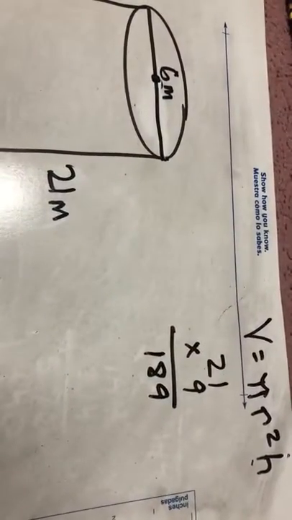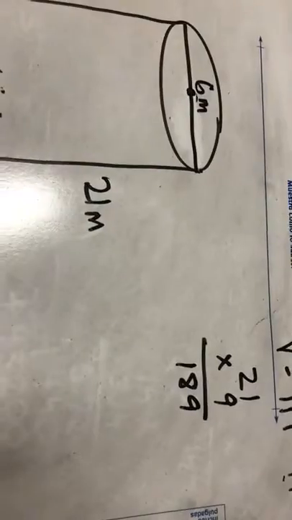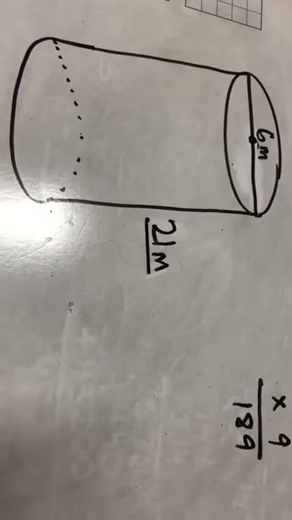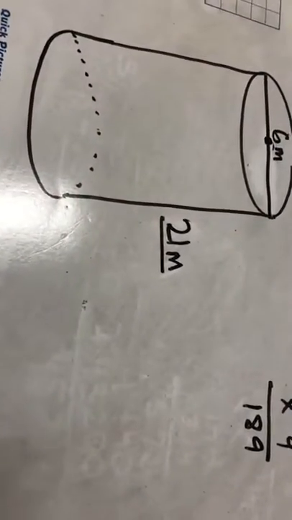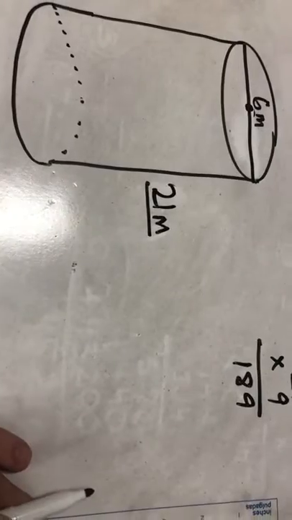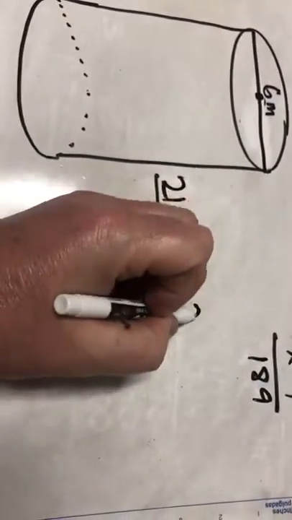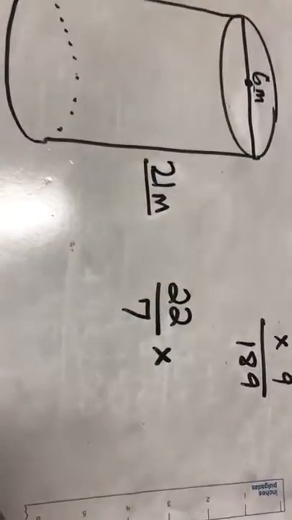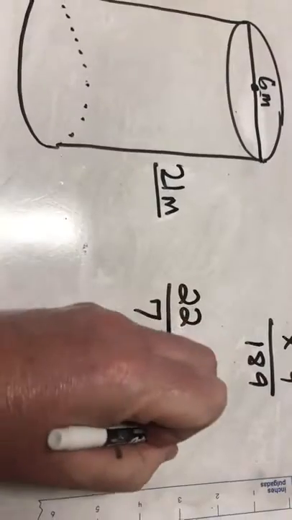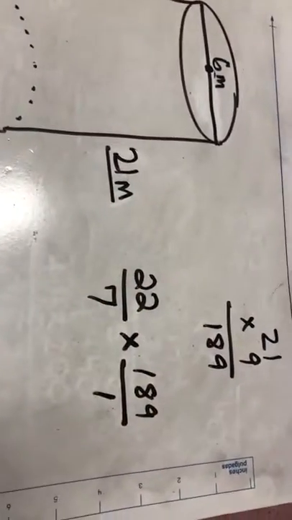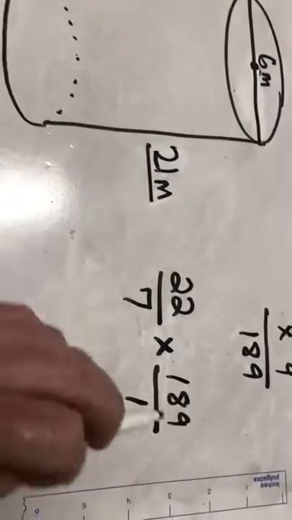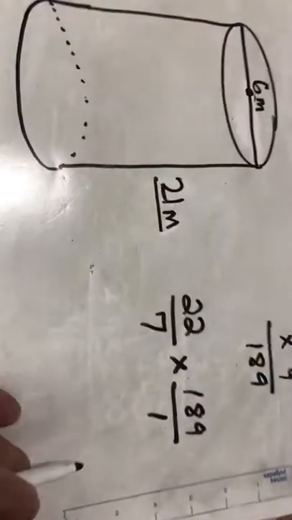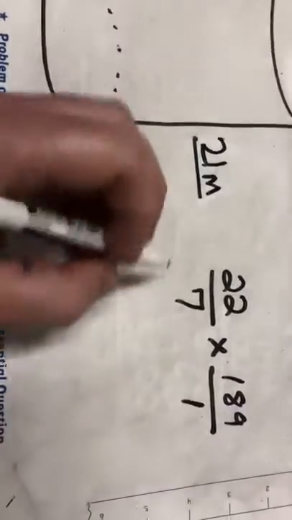Now, sixth grade, this is where you have to make note of something. 21 is a multiple of 7. And since 21 is a multiple of 7, I want to use 22 over 7 for pi, which means that I'm going to take 22 over 7, and multiply that by 189, which I'm going to convert into a fraction as 189 over 1. Why do I do this? Well, I do this because I know I can cross-check, because this is divisible by 7. I just need to figure out how many times 7 can go into 189.